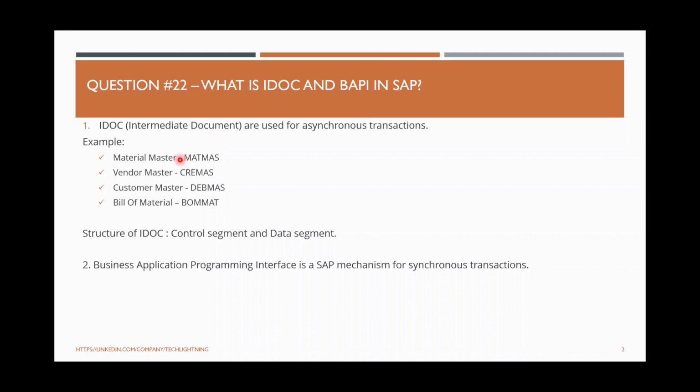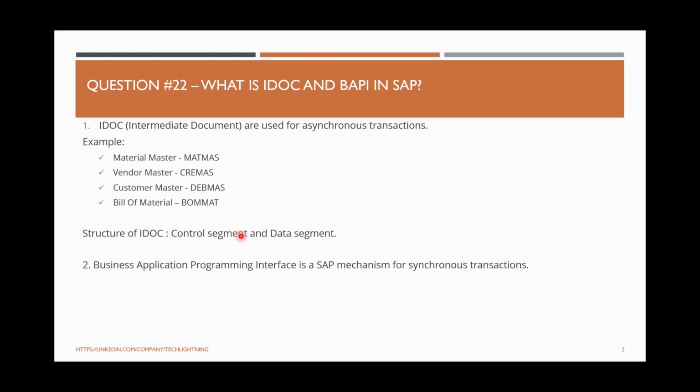SAP sends IDOC in this data format. For example, for material master they use MATMAS, for vendor master they use CREMAS, and for customer master we have different types of IDOC types. For orders we will use the order IDOC. And mainly this IDOC structure, it's kind of an XML structure when we look at the webMethods side.